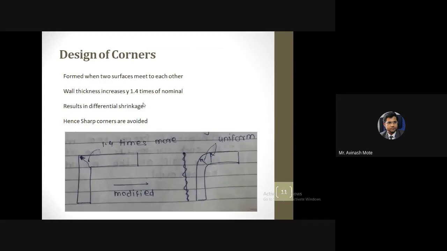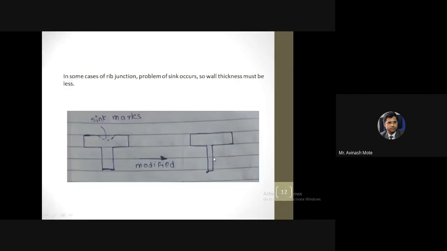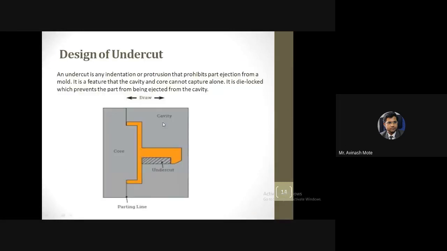Then we have seen the design of corners, right? If you prefer exactly 90-degree corners, at this corner you get larger wall thickness. The material requirement is more at the corner, the diagonal size being 1.4 times the regular size. And again the same problem: the cooling rate will be very slow, extra material will be required and distortion may happen. So the designing of the corner should be like this. Try to avoid the sharp corner, that's what I want to tell. Then we have gone for the undercuts.